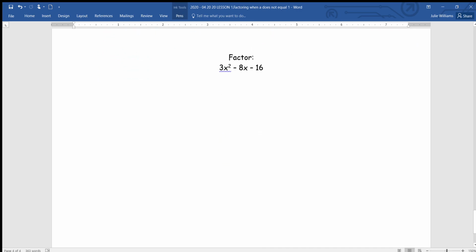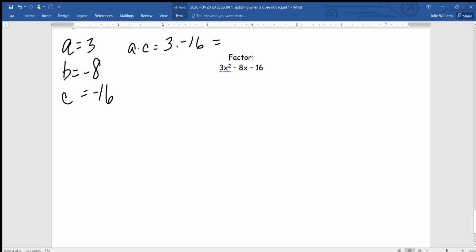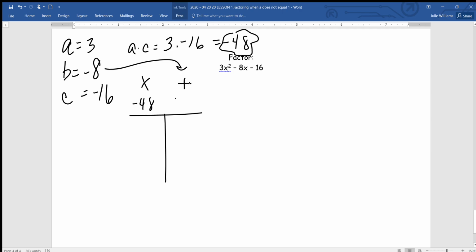Okay. So identify A, B, and C. A is 3. B is negative 8. C is negative 16. So magic number is A times C, which is 3 times negative 16, which is negative 48. That is my magic number. So I'm finding factors of negative 48 that have a sum of my B.